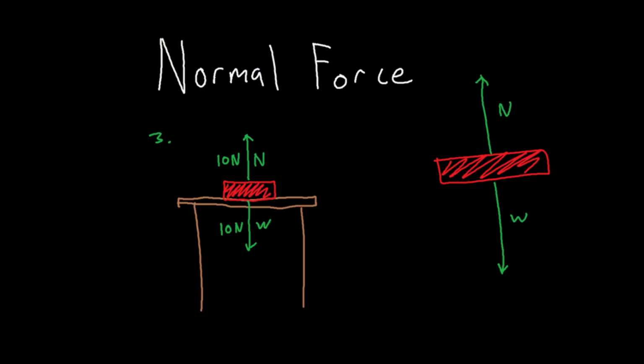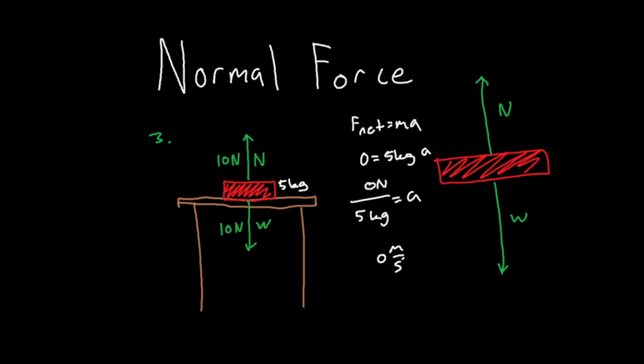So look what happens here. If these two forces are opposite in direction and equal in magnitude, that means the net force is equal to 0. And no matter what the mass is, let's say 5 kilograms in this case, the acceleration must be 0. Because if you divide 0 newtons by 5 kilograms, that still equals 0 meters per second squared for the acceleration. And that makes sense because this book isn't actually moving at all. So the normal force just prevents this book from falling through the table and plunging straight to the center of the earth.